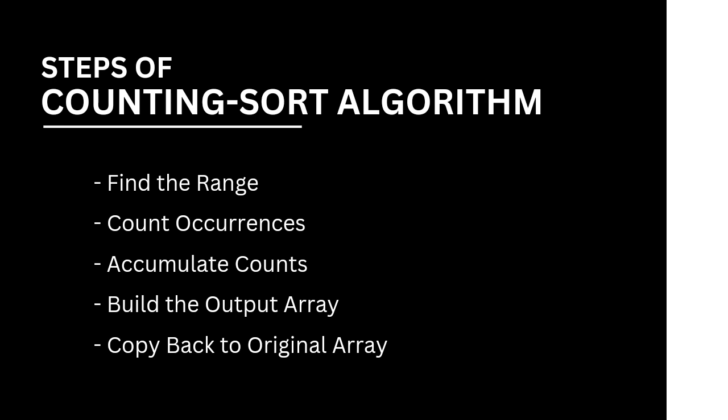Then you accumulate the counts. Modify the count array by adding the previous counts to get the cumulative count, which helps you determine the final position of each element in the sorted array. The next step is to build the output array. All you have to do is iterate over the input array from right to left, placing each element in its current position. The output array will be based on the cumulative counts, decreasing them as elements are placed.